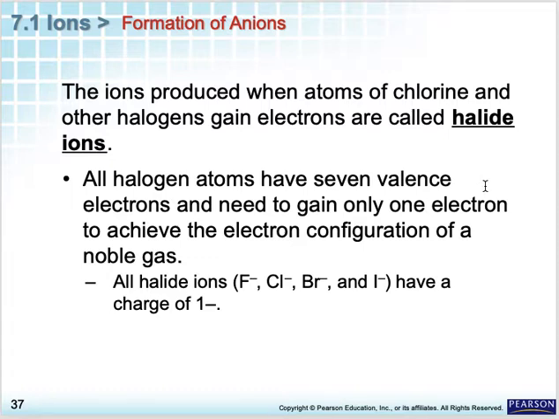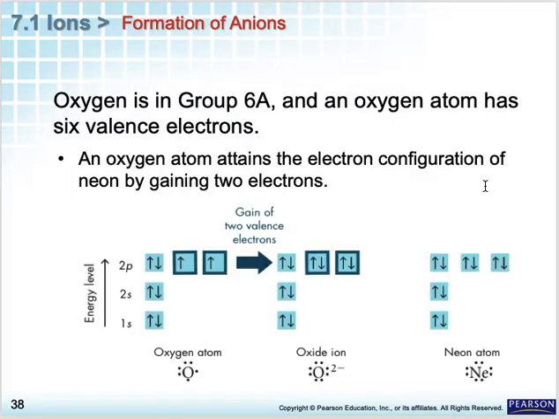All halogens have 7 valence electrons. And again, the halogens, when they become ions, are called halides or halide ions. All halogen atoms have 7 valence electrons, and so they gain 1 electron each to have a charge of -1. Oxygen is group 6A, so it has 6 valence electrons. It wants to get to 8, so it's going to gain 2 electrons. 6 plus 2 gives me 8. And so it gains 2 electrons, and it fills the 2 spots available both here and here.